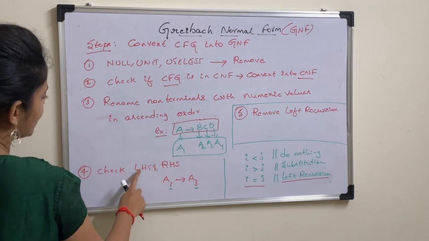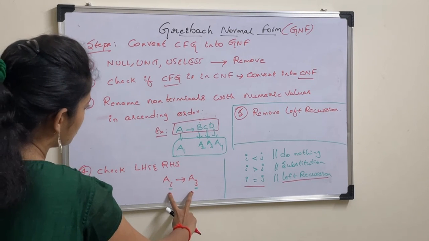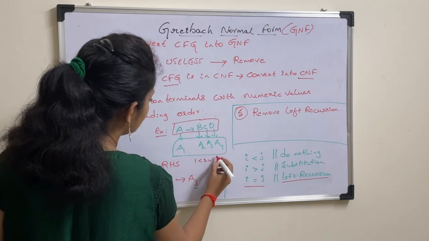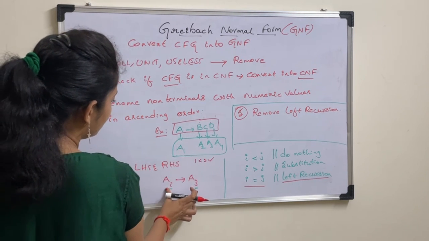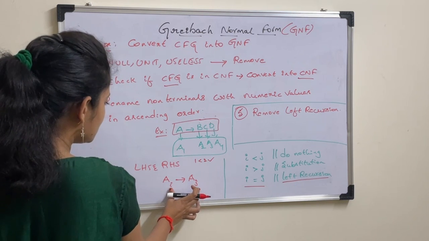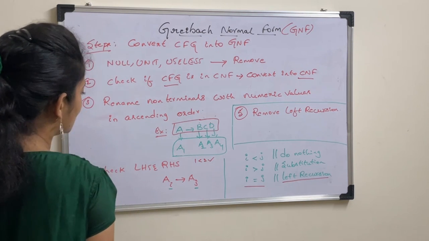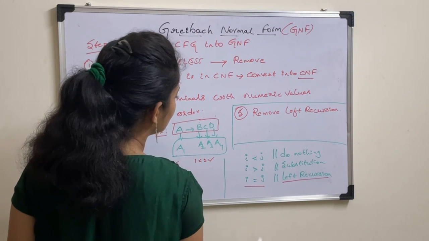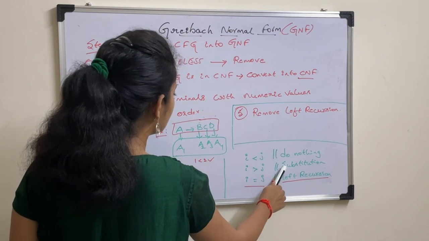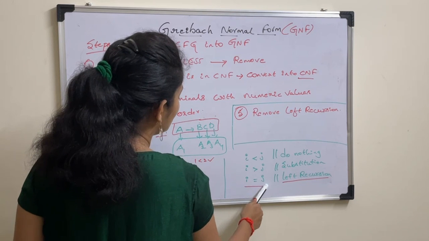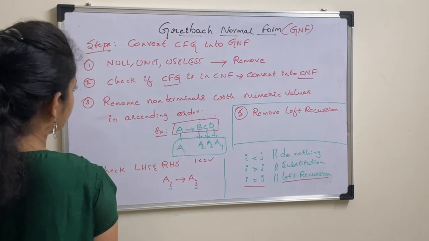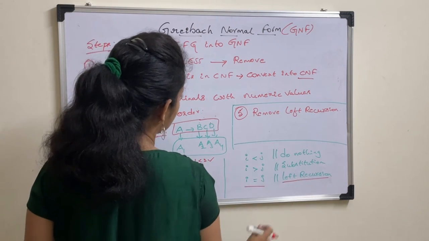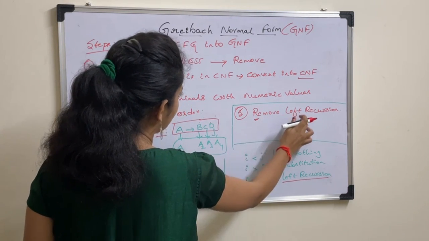Next, step 4: check LHS and RHS. If this is your production, here 1 is less than 2, that means do nothing. Like that, if your production is in this form, then you need to compare the i and j values. And these are the three conditions. If i is less than j, do nothing. If i is greater than j, the substitution method should be followed. If i equals j, then that condition we call left recursion. If your grammar has left recursion, then perform step 5 and remove the left recursion.